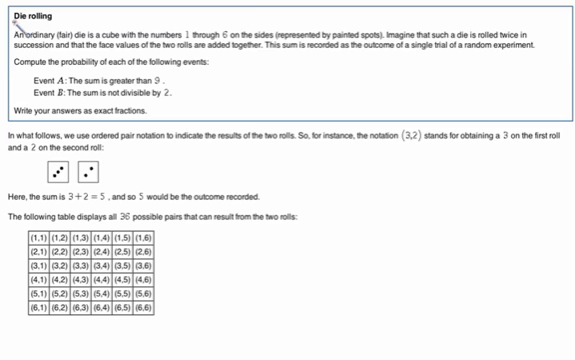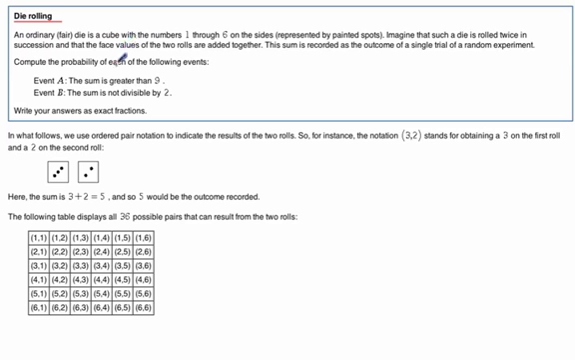Here we've got the topic called die rolling. So that's rolling a die, or sometimes more than one, which are dice. An ordinary fair die is a cube with numbers 1 through 6. You're probably familiar with that. So imagine that we rolled it twice in succession.